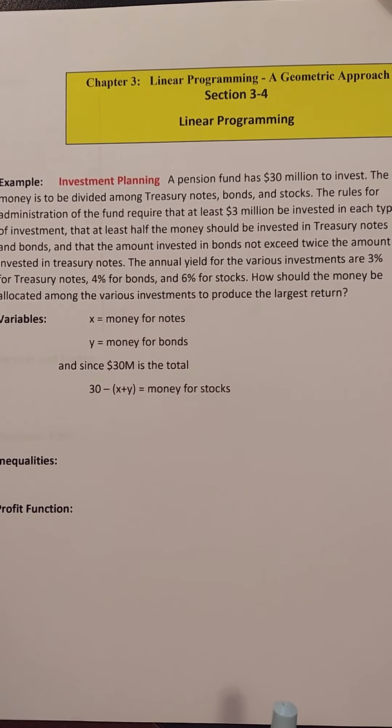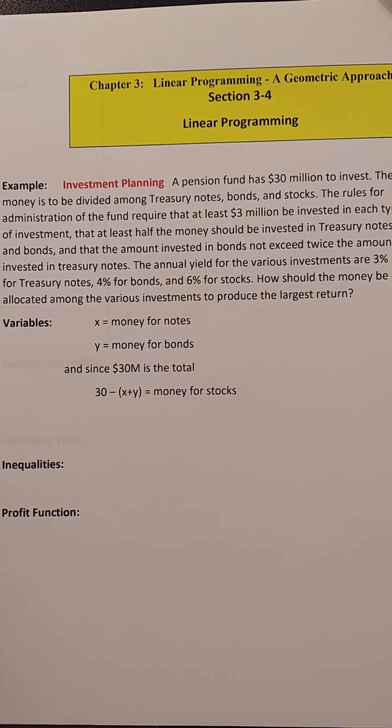Okay, here we go. Finite math. This is section 3.4 on linear programming. It's a continuation of what we've been doing. And hopefully this will make pretty good sense by the time I get done. This will finish chapter 3.